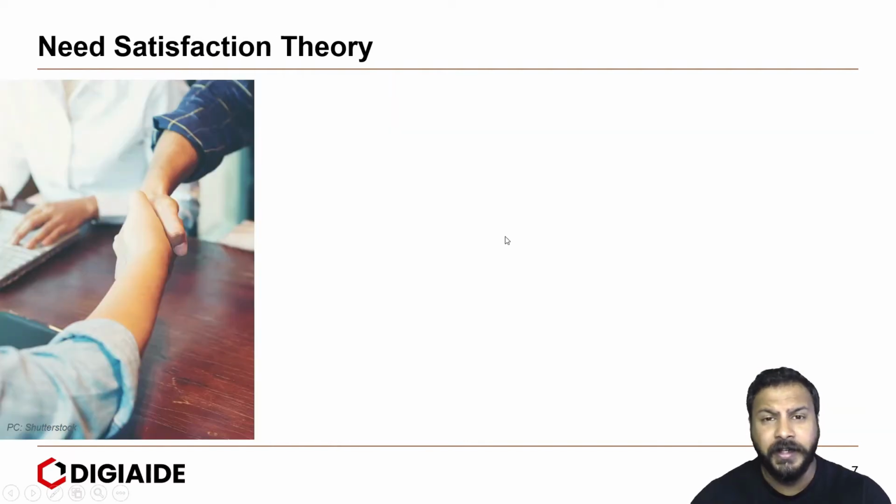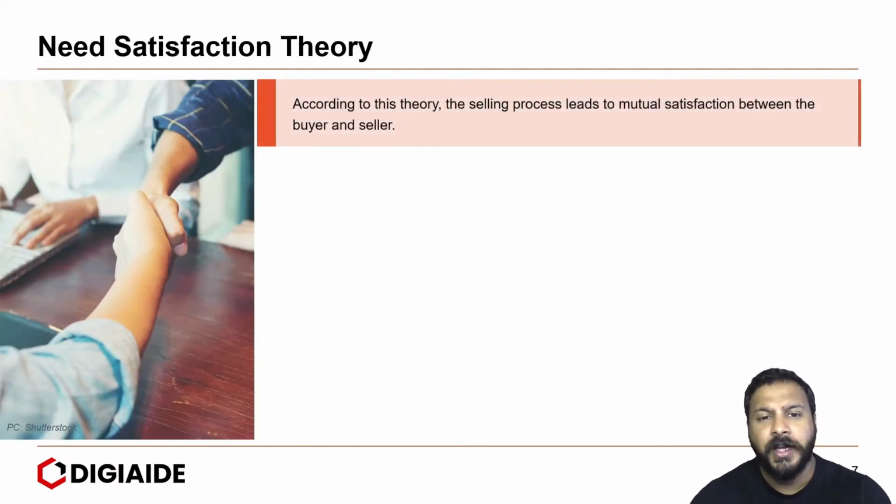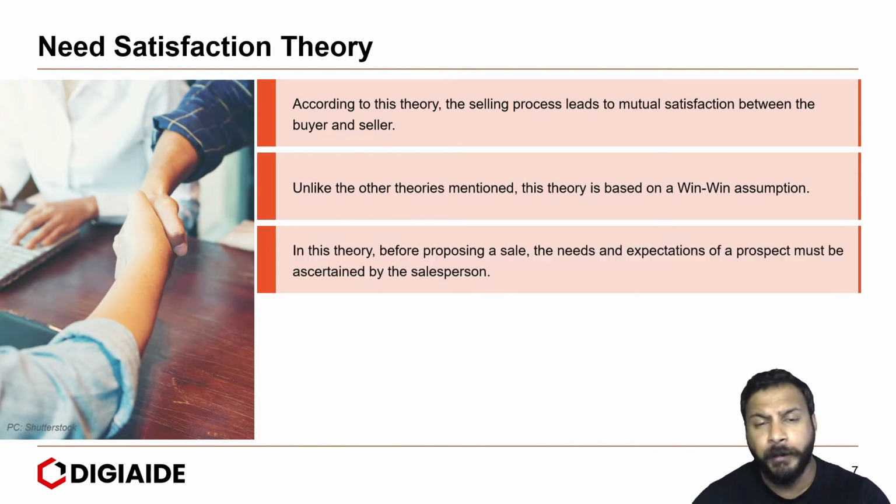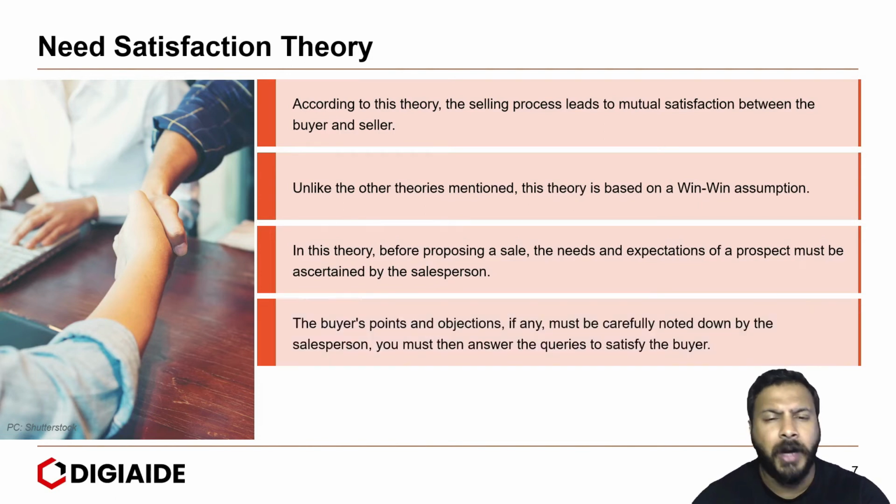And the final theory, need satisfaction theory. According to this theory, the selling process leads to mutual satisfaction between the buyer and seller. Unlike the other theories mentioned, this theory is based on a win-win situation. In this theory, before proposing a sale, the needs and expectations of a prospect, as in your customer, must be ascertained by the salesperson. The buyer's points and objections, if any, must be carefully noted down by the salesperson. You must then answer the queries to satisfy the buyer.